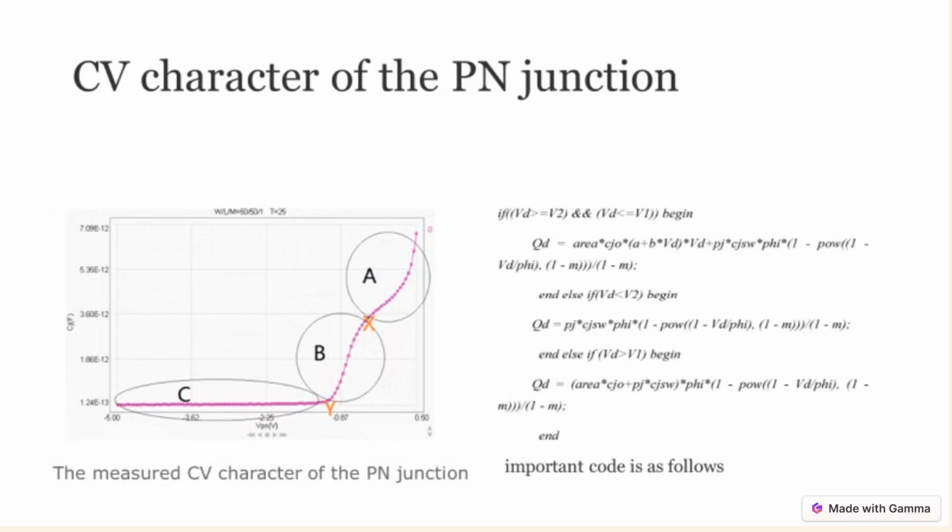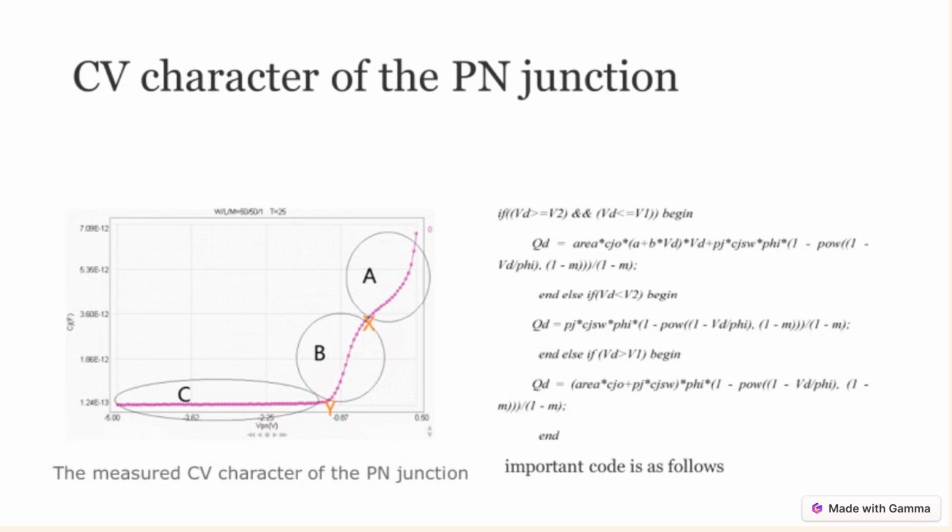Actually, this model is established based on the assumptions and is implemented in Verilog-A based on the standard diode model. Here you can see the code is divided into three parts according to the bias of the PN junction. The most important code is here, where the parameter VD is the voltage bias of the PN junction. The parameters area and PJ are the area and perimeter of the junction. The parameter CJO is the unit area junction capacitance, and the parameter CJSW is the unit length junction capacitance.